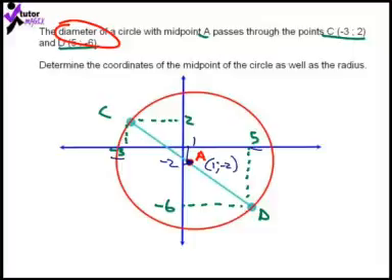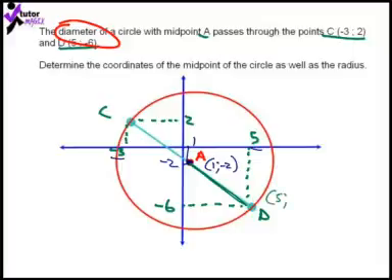Now they say also the length of the radius. So now obviously we need to either find the distance between C and D and divide it by 2, because the radius is half the diameter, or we can use point A and simply measure the distance from A to either C or D. So let's just do it from A to D. That is the length of the radius.